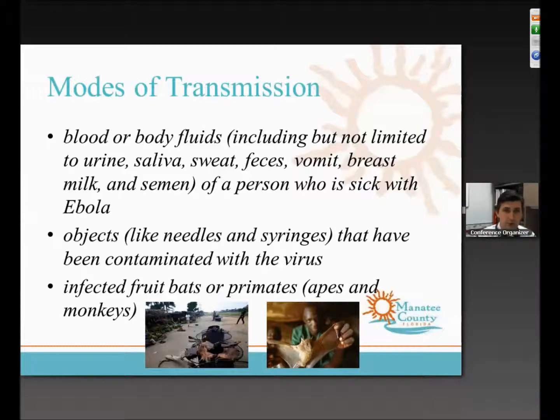Objects like needles and syringes that have been used or contaminated with the virus, or used on a patient who was infected, can also spread it. And the reason for the pictures: it can also be spread by infected fruit bats or primates like apes and monkeys. You notice in one of the pictures, yes, that is a grill that probably has rats and bats cooking on the grill. In some of the infected areas of Africa, they actually eat these and spread the disease in that way as well.